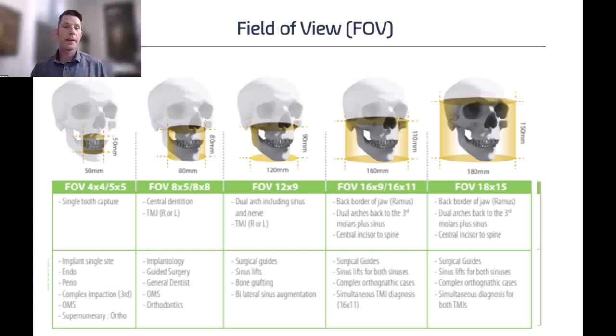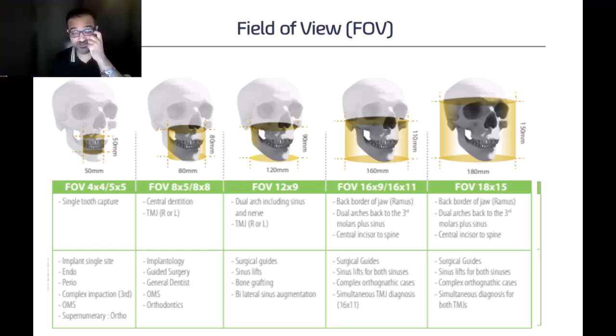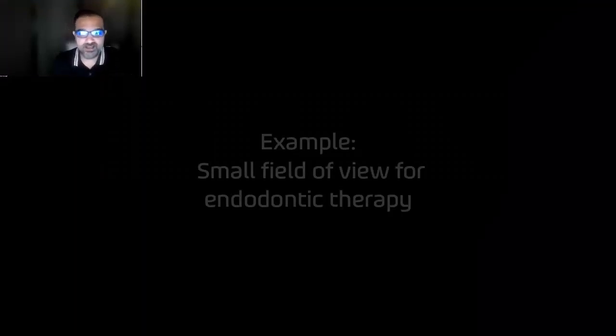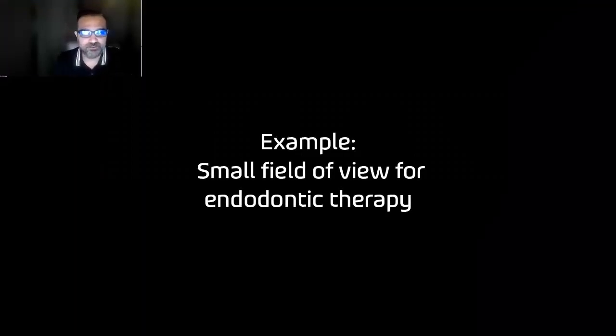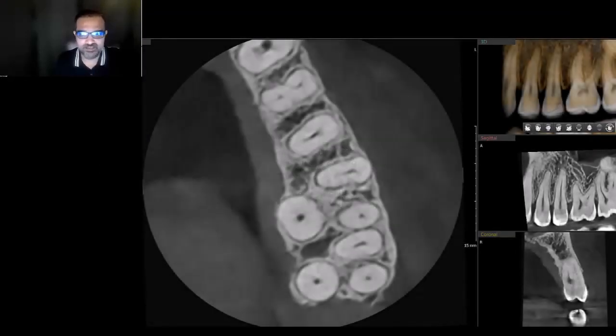So let's talk more about that smaller field of view, that 4x4, 5x5 single tooth capture, 4 centimeters or 5 centimeters. Absolutely. And you're absolutely right. So let's take, for example, you are taking a small field of view for the purposes of endodontic therapy, right? You're taking a 5x5 on a single tooth, let's just say the maxillary canine, right? By taking that small field of view, you are gaining a lot of detail, as opposed to if you were to take a 12 by 9 or 16 by 9 just for those same purposes.